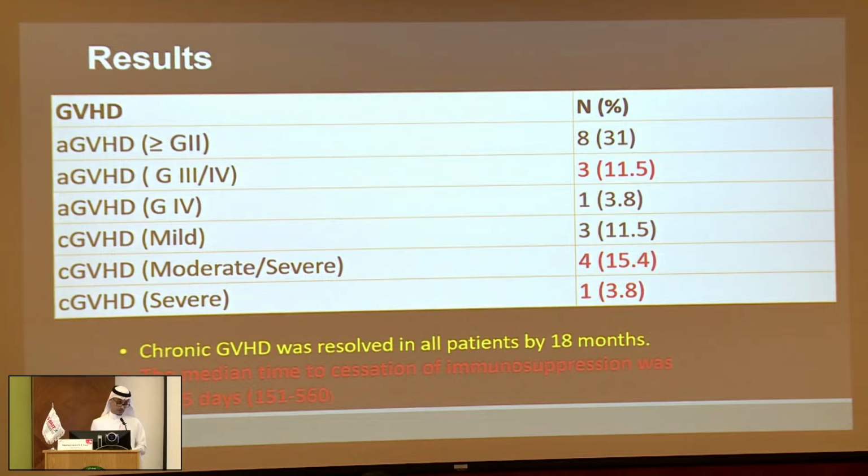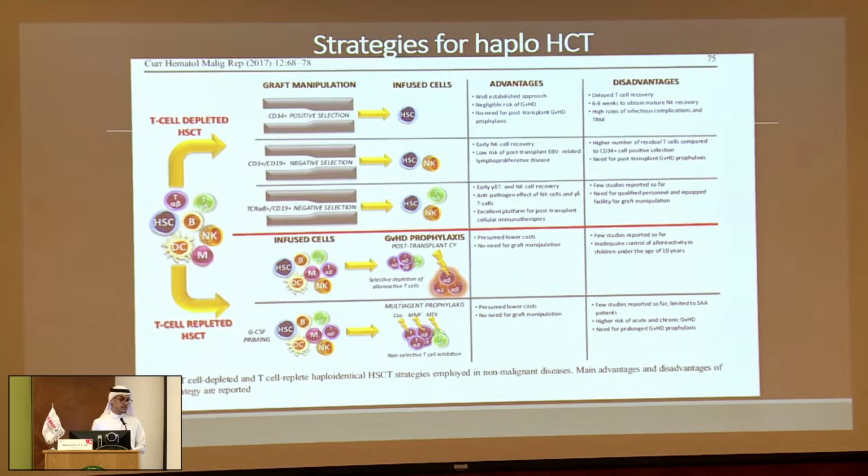But the other problematic part was the GVHD. If you calculate acute grade 3 and above, it was around 11%, and moderate to severe, around 4 patients, so around 15%. So this is still something that we could improve on.